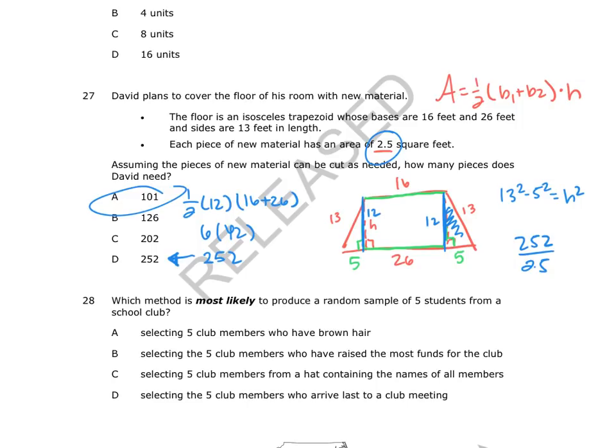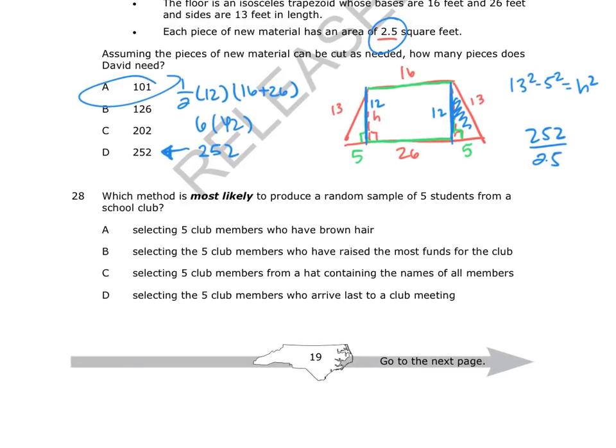Okie dokie then. Number 28. Which was most likely to produce a random sample of 5 students from a school club? Select 5 club members who have brown hair. Interesting choice. Select the 5 club members who have raised the most funds for the club. Select 5 club members from a hat containing names of all members. Bam! There it is. Systematic random sampling. Every time. Okay.